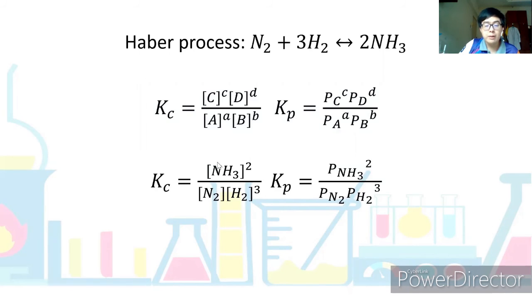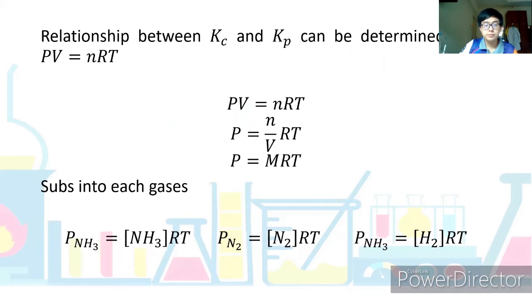The concentration of ammonia to the power of its coefficient, which is 2, over nitrogen multiplied by hydrogen to the power of its coefficient 3. In this case, the Kp of the Haber process will be almost the same as Kc, where we just change the concentration into the partial pressure of the gas, since ammonia, hydrogen, and nitrogen are all gases in the normal condition or in the standard condition.